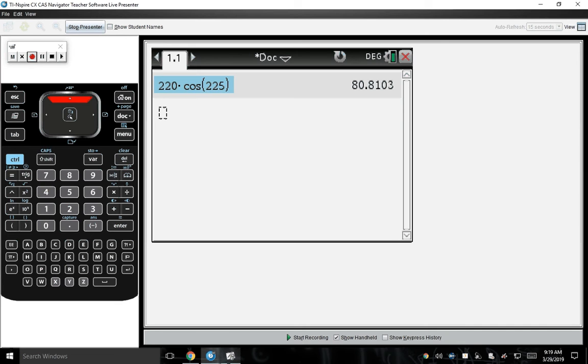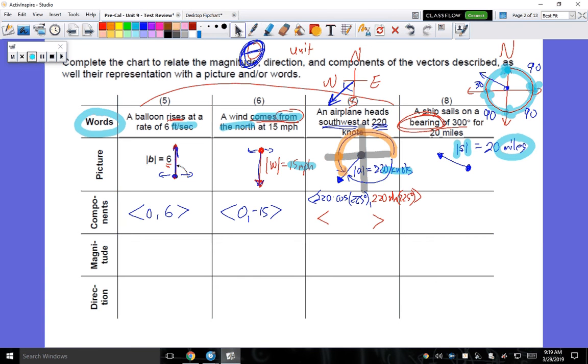So now you can see in the upper right hand corner I have degrees, and I can just copy this and see that it's going to be negative 155.563. So negative 155.563 is going to be the x component of that vector.